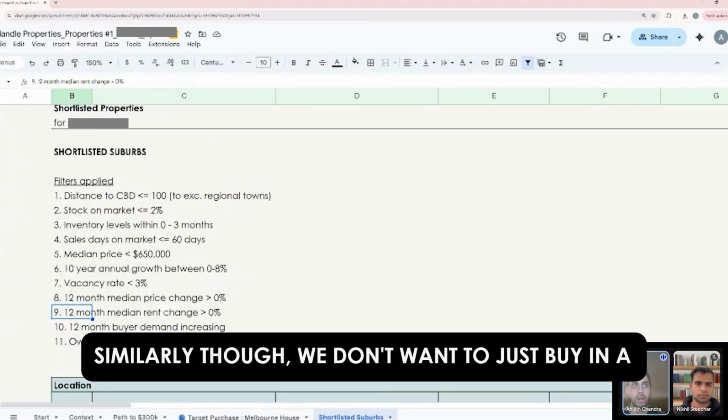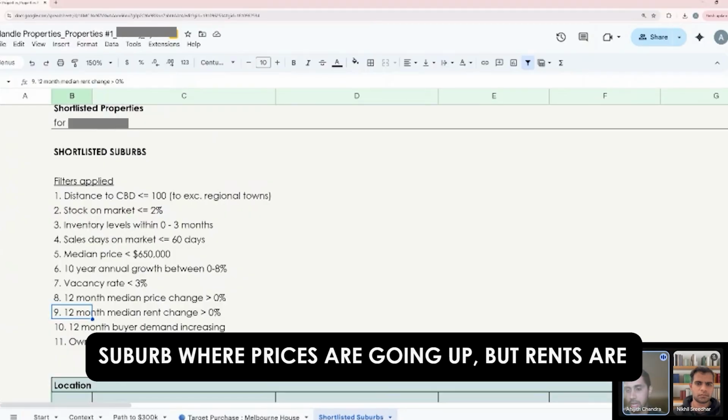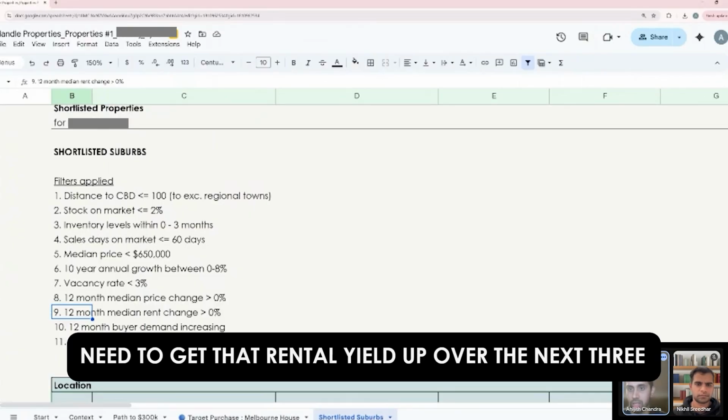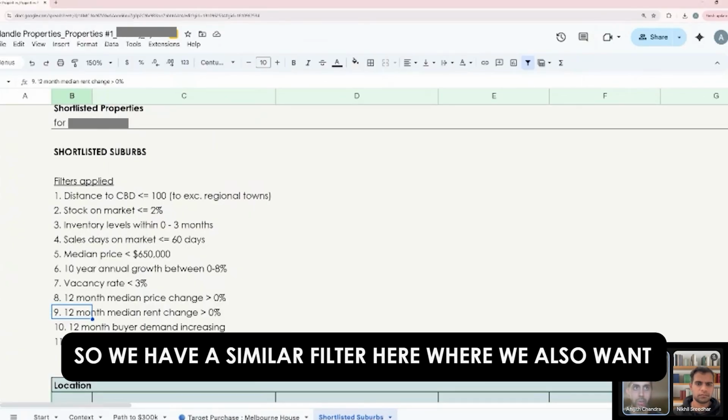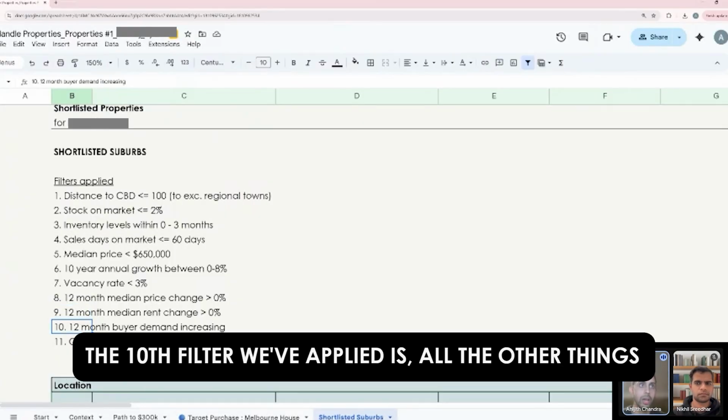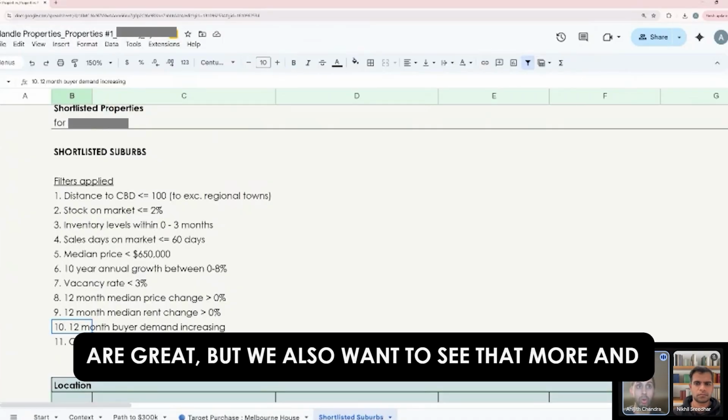Similarly though, we don't want to just buy in a suburb where prices are going up, but rents are going down or not really moving, because we need to get that rental yield up over the next 3 to 5 years. So we have a similar filter here where we also want to see the rent moving in the right direction.